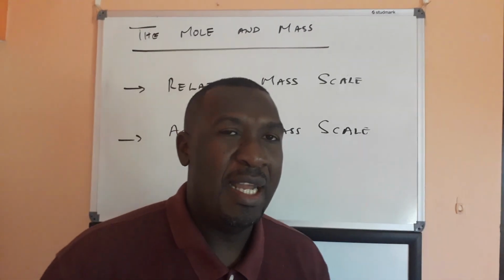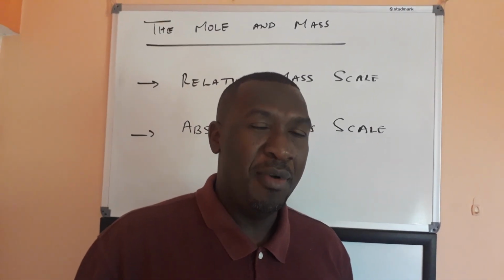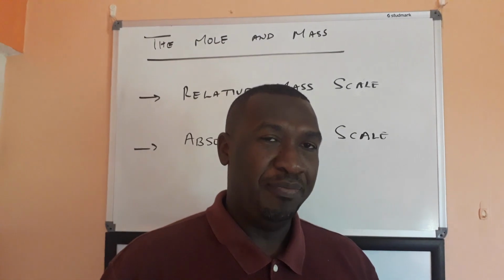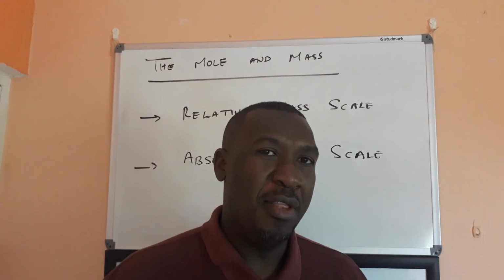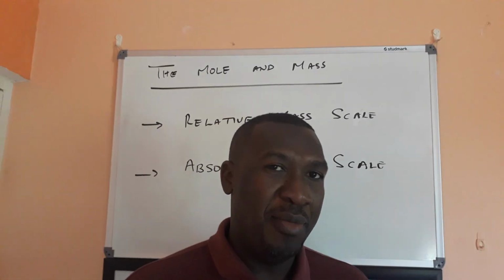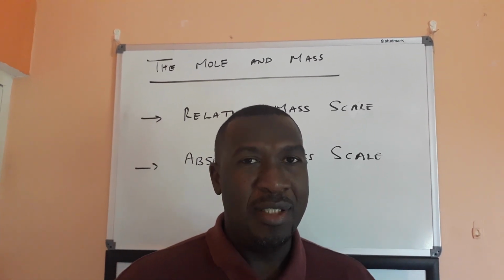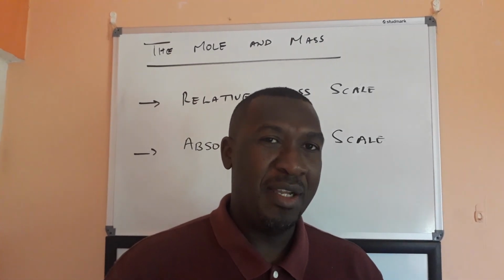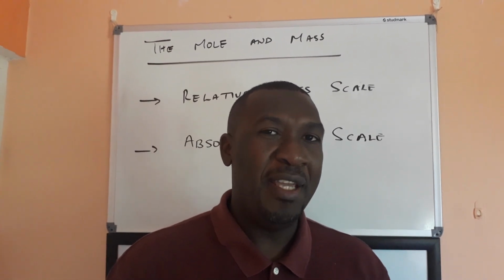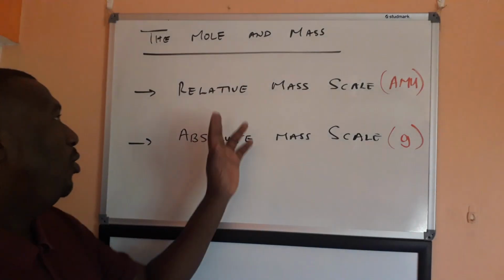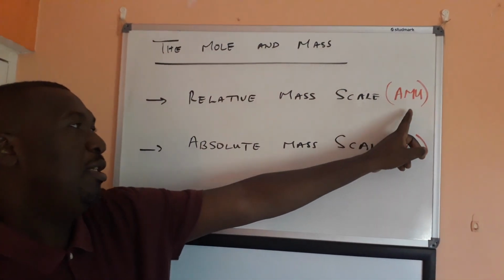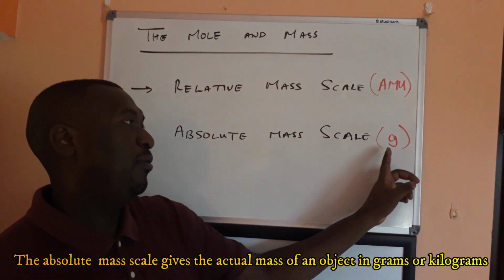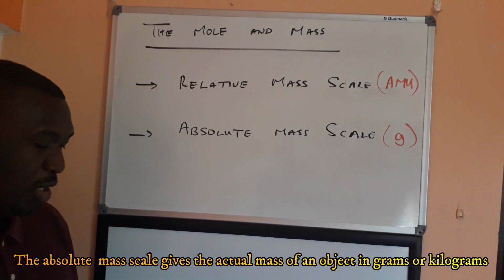So scientists realized that they had to develop a different scheme of working with the masses of these atoms. Instead of comparing them to bulk objects, they decided to compare them to each other. They made the smallest atom, hydrogen, the standard, and said, hydrogen, you have a mass of 1 AMU, atomic mass unit. It's a sort of fake unit. We're going to look at it shortly. So we have the relative mass scale, which has units of atomic mass units, and the absolute mass scale that has units of grams or kilograms as we know it.